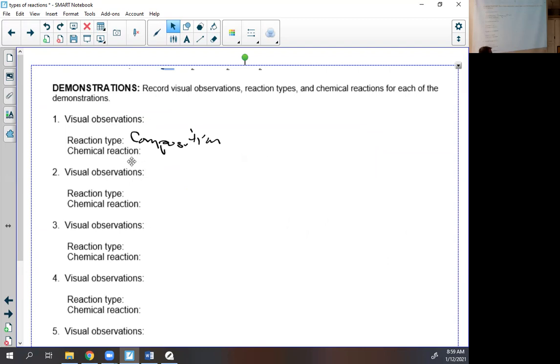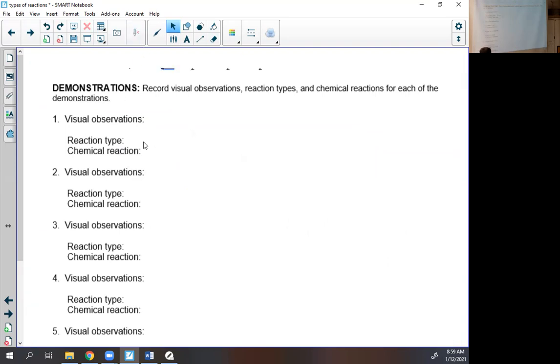All right, then underneath this, the chemical reaction, that's where we're going to balance it. And I had it on the previous page, but I'll just write it again. The chemical reaction, I'm going to take magnesium. I'm going to add oxygen, and it's going to form magnesium oxide.